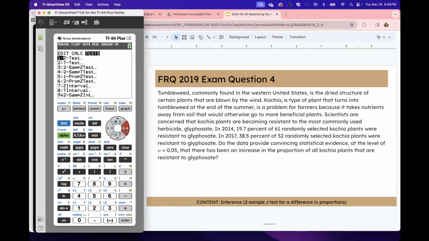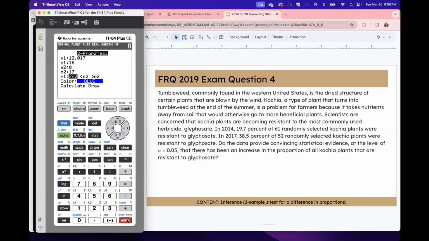This is going to be a 2 proportion z-test because we're looking at 2 different samples, and we're also looking at success and failure, being resistant to glyphosate is a success. So we'll choose 2-PropZTest. In our first sample, well, we have to decide which one's going to be first. So right now it's going to be 2014 because that's the one I see first. And we need 0.197 times 61. If I could get Tracy to do that for me, 0.197 times 61.